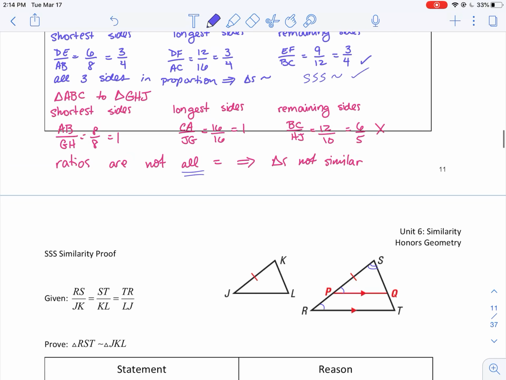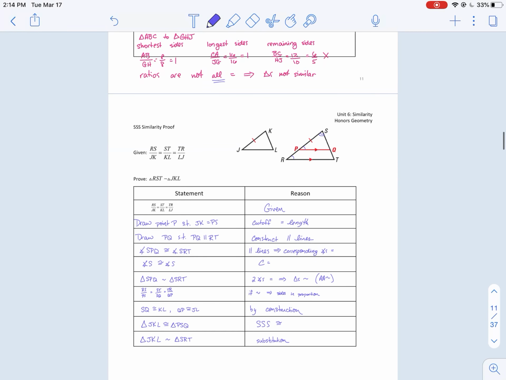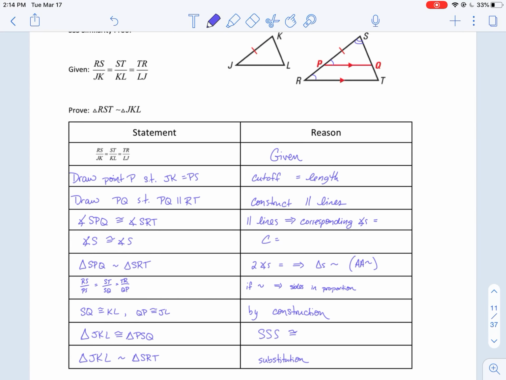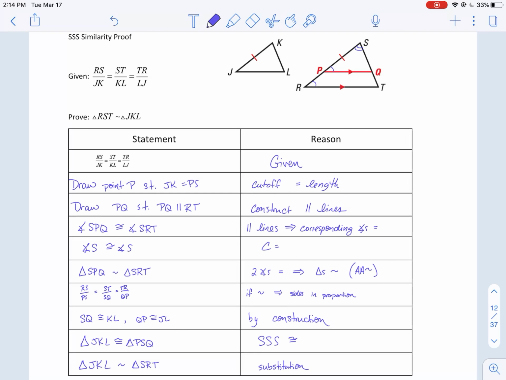Now let's look at our similarity proof. This is kind of a long proof, and I want us to go through this together, and then you can fill this stuff in. Here we know that our sides are in proportion. That was our given information. Drawing our point P such that JK is equal to PS. Notice how that's already marked for you on your diagram. Let's cut off equal lengths. Then we're constructing PQ such that it's parallel to RT. Again, that's already marked, and we've already learned how to construct parallel lines, so that's fair game.